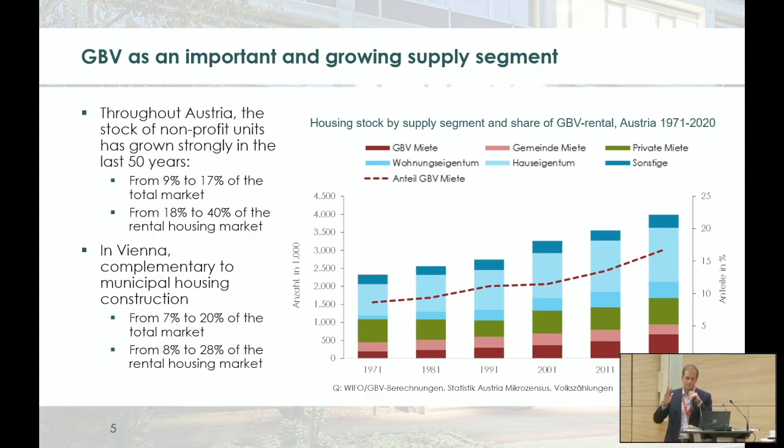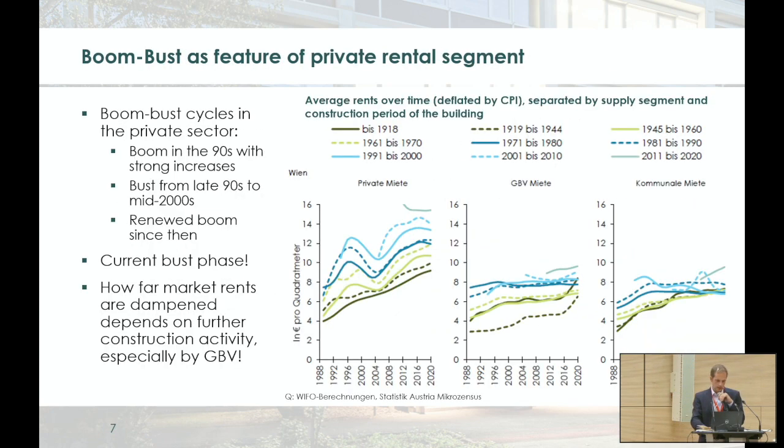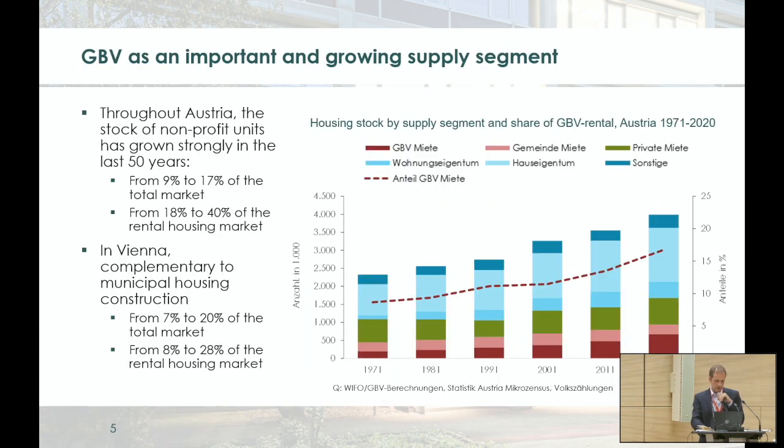So I will not spend a lot of time on this slide either, but the social housing segment is an important part and a growing supply segment in Austria. This is important for our empirical approach. Not so much in the aggregate, but we have regional variation in Austria, and this is how we econometrically try to identify the effects.